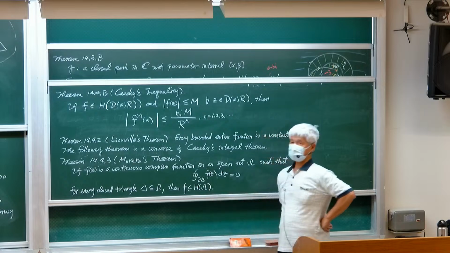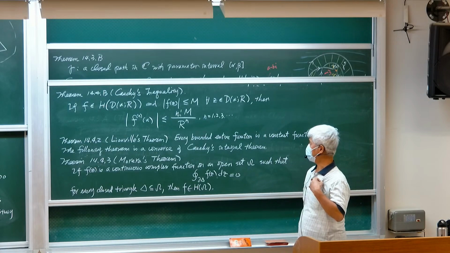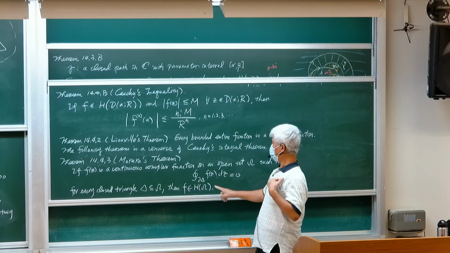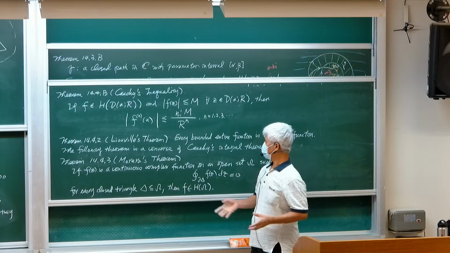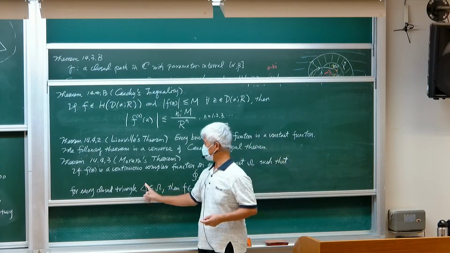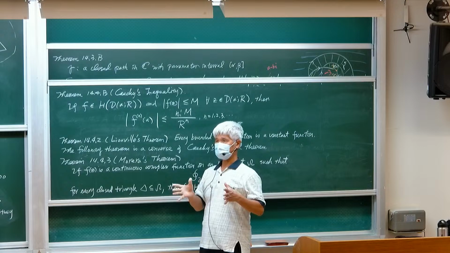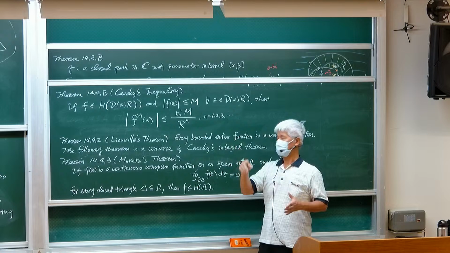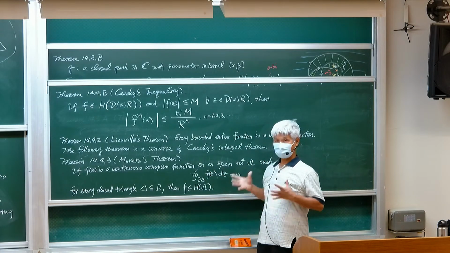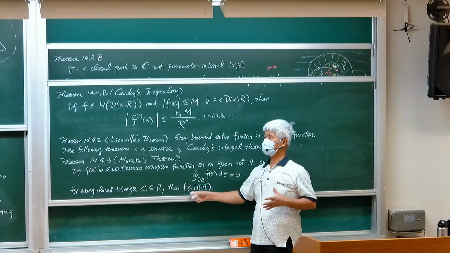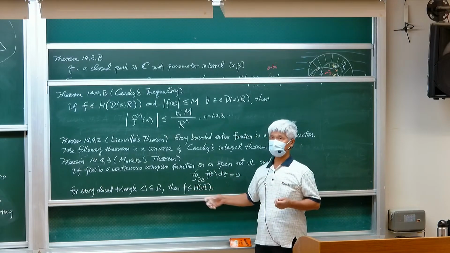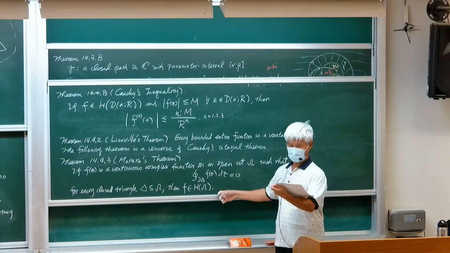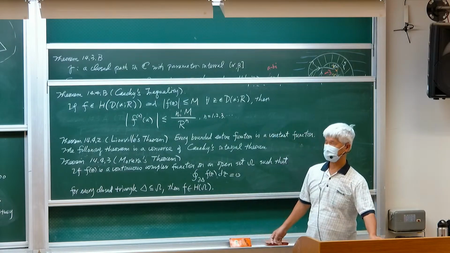So Morera's theorem is also a good theorem to identify holomorphic functions. Okay. So if we can show that the function is continuous itself, and that for every closed triangle contained in the open set, if you integrate the function f over the boundary of the triangle, the line integral is 0, then you know the function f is analytic. Okay. So this is also a very useful theorem.